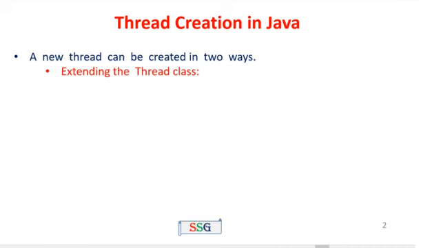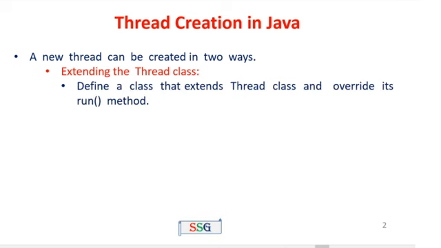In Java, threads can be created in two ways. One is extending the class. That means define a class that extends the Thread class and override its run method. That means we have to define one new class, and that new class inherits the properties of the base class, the Thread class. Then the Thread class contains one method. The method name is the run method. We have to override that method in the class. Then the run method contains code required by the respective thread.